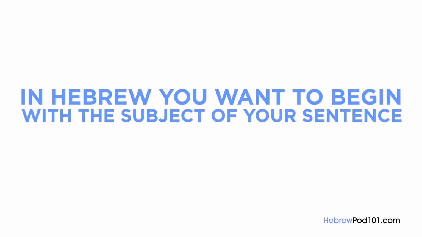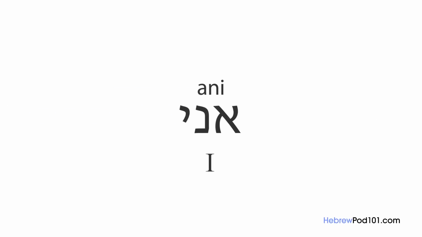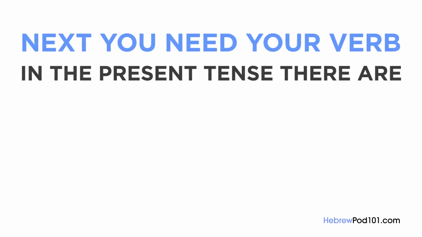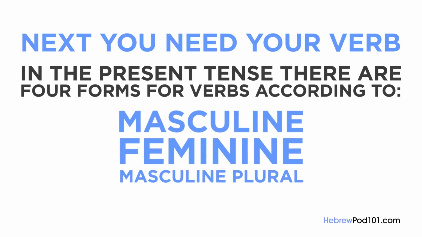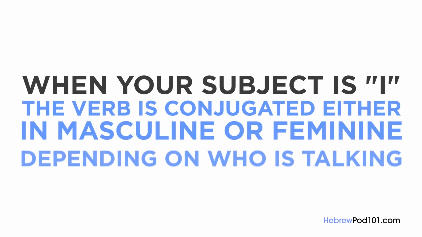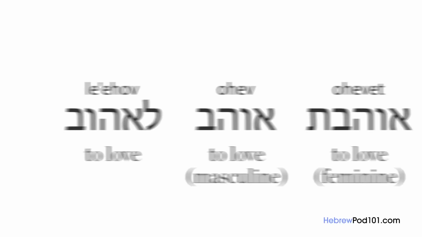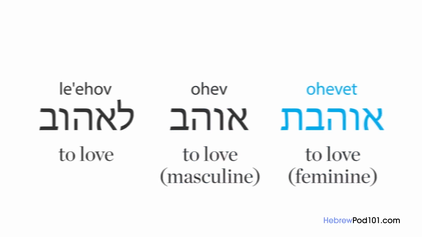In Hebrew, you want to begin with the subject of your sentence. Let's start with the pronoun I. In Hebrew, that's ani. Next, you need your verb. In the present tense, there are 4 forms for verbs according to masculine, feminine, masculine plural, and feminine plural. When your subject is I, the verb is conjugated either in masculine or feminine, depending on who is talking. Using the verb to love, le'ehov, as an example, the masculine is ohev, and the feminine is ohevet.